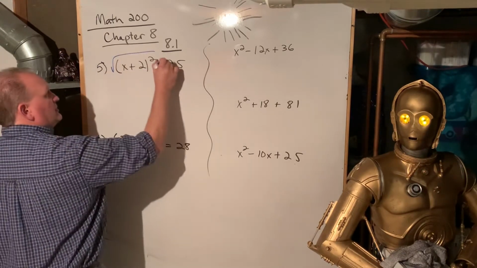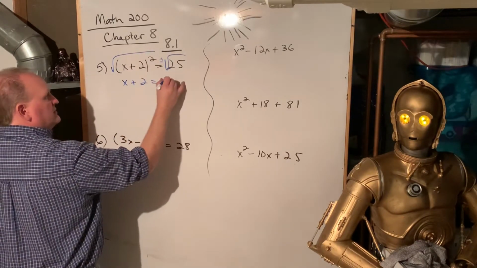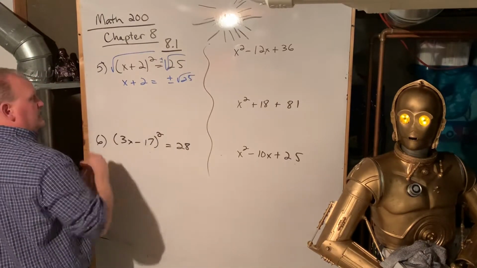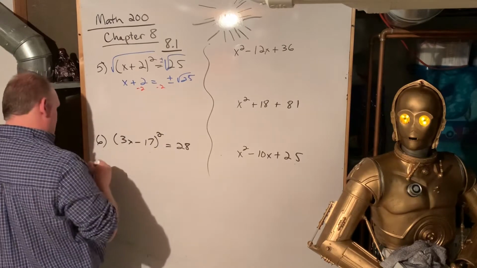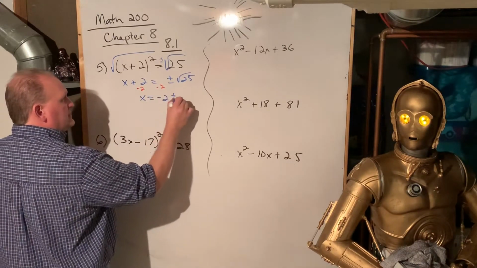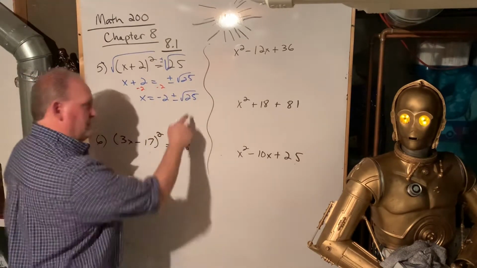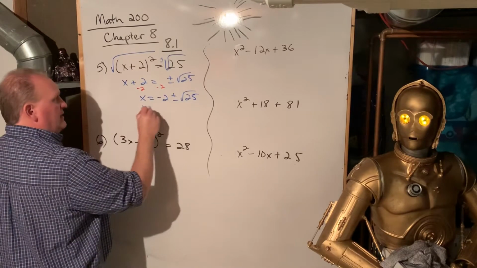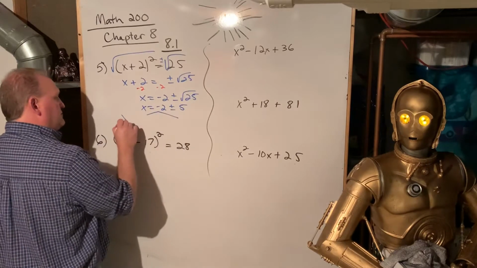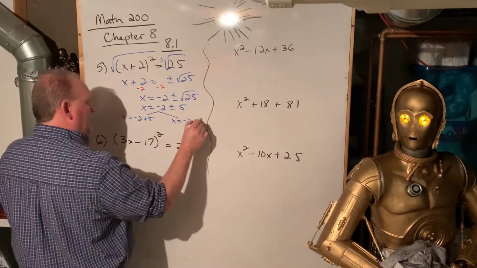Take the square root of both sides. We'll put the little plus or minus there. So we get this: x plus 2 is equal to plus or minus the square root of 25. We isolate the x, so subtract 2 from both sides, and we end up with x is equal to -2 plus or minus the square root of 25. The square root of 25 is a perfect square, so we can fix that. -2 plus or minus 5, and then let's split it into two problems: x equals -2 plus 5, and x equals -2 minus 5.